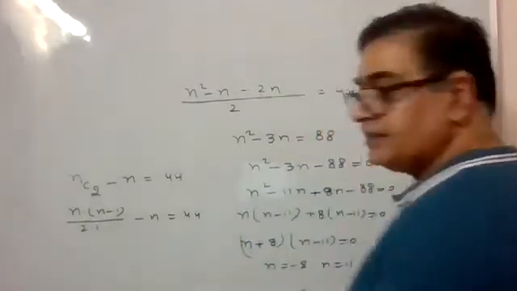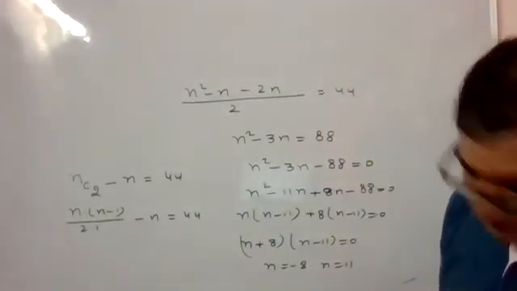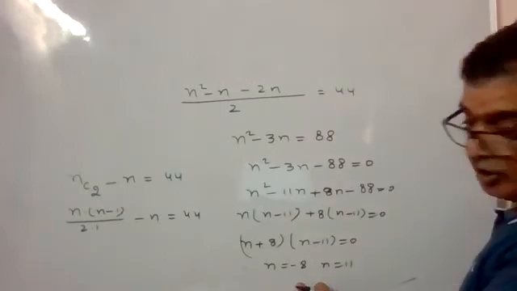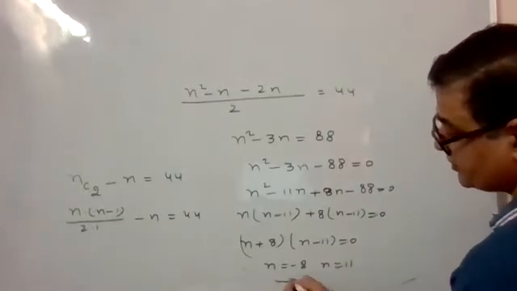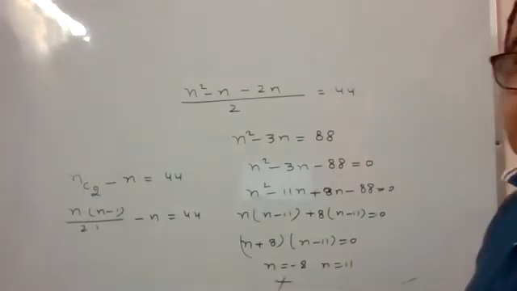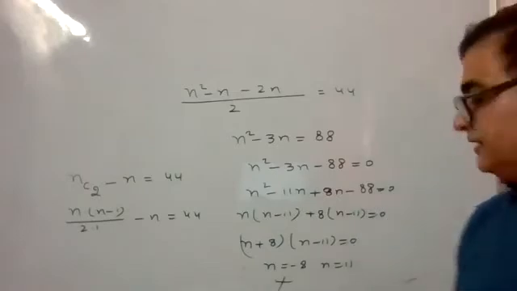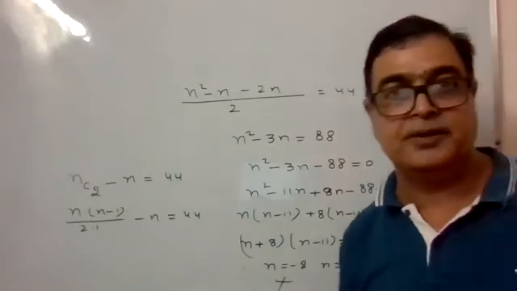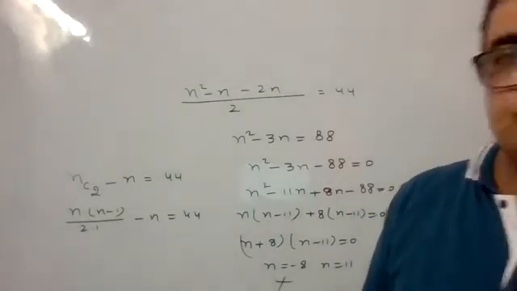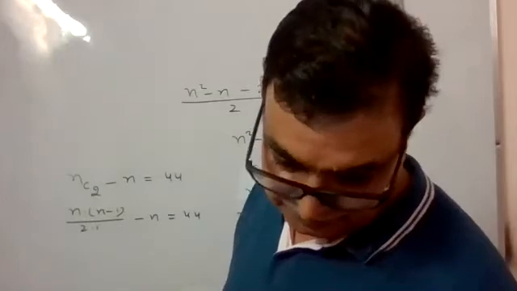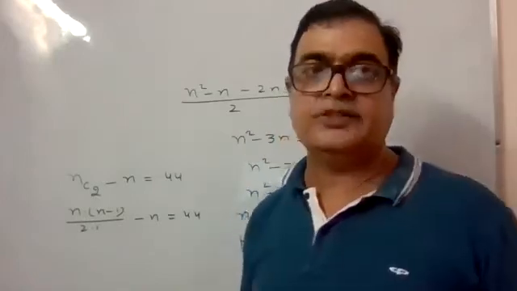So n is minus 8 cannot be possible. Minus 8 cannot be possible, n is 11 is possible. So it will be rejected, because minus 8 can never be the number of sides. 11 sides will be there in the polygon, and it has how many diagonals? 44 diagonals. Next question, please.